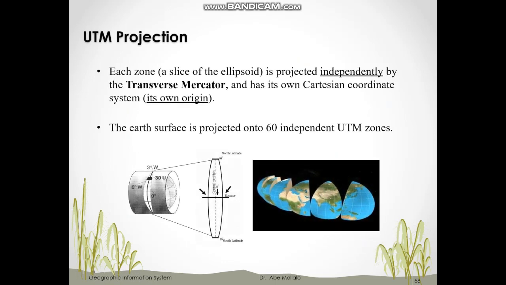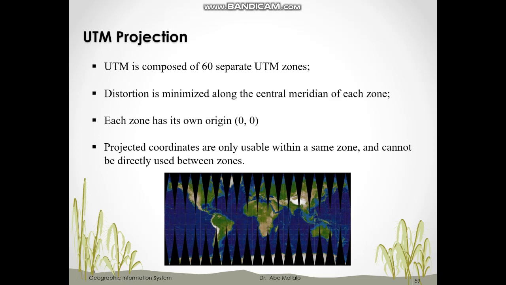So each zone is a slice of ellipsoid and is projected independently by TM, okay? So first of all, it is a slice, and then it's projected using the transverse Mercator that we talked about in the previous slide. And each projection has its own Cartesian coordinate system and its own origin. So Earth's surface is actually projected onto 60 independent UTM zones. Because it's TM, distortion is minimized along the central meridian. And each zone has its own central meridian, right? And also each zone has its own origin, okay? Projected coordinates in the zone cannot be directly used for other zones, can only be used within the same zone, okay?